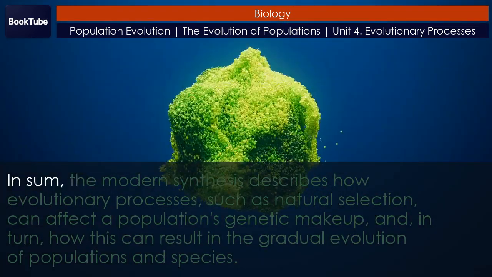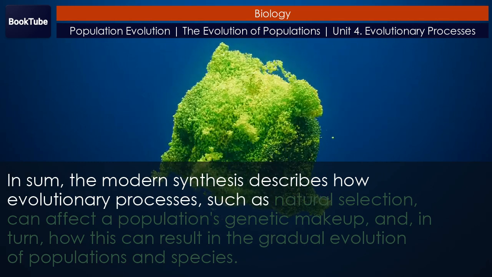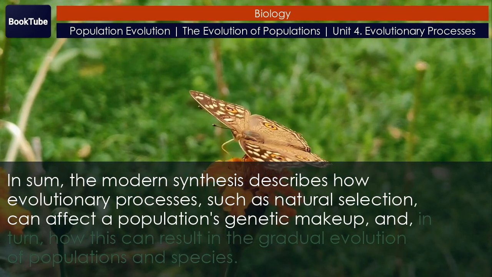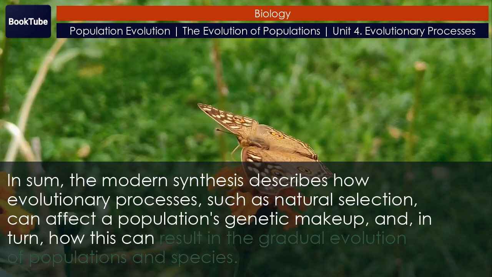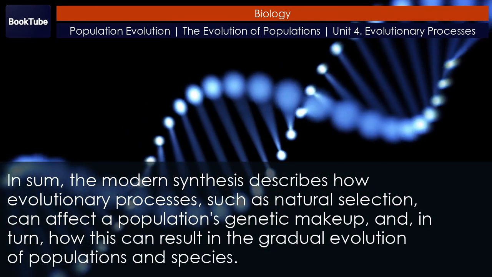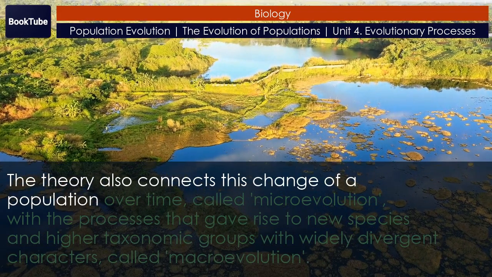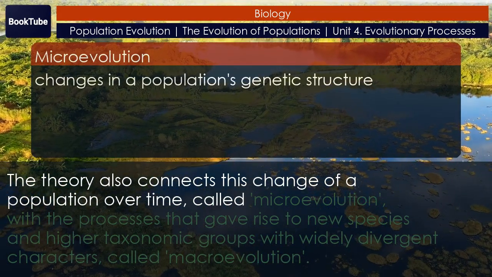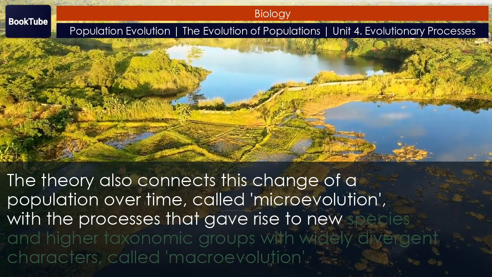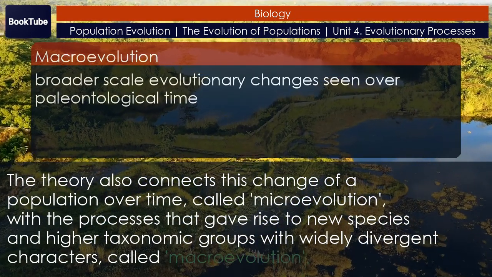In sum, the modern synthesis describes how evolutionary processes, such as natural selection, can affect a population's genetic makeup, and, in turn, how this can result in the gradual evolution of populations and species. The theory also connects this change of a population over time, called microevolution, with the processes that gave rise to new species and higher taxonomic groups with widely divergent characters, called macroevolution.